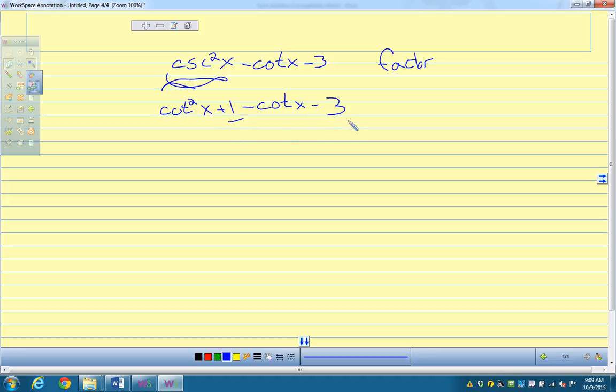And then I combine my like terms. Did I mess up again? No. Cotangent squared x minus cotangent x minus 2. And let's see if I can factor this one correctly. I'm trying to go fast because I need to get to some other stuff. Cotangent x, negative 2 goes here, right? And plus 1 goes there. Did I do that right? I think I did. Okay? And that's how that factors.